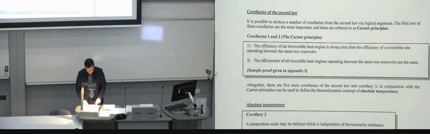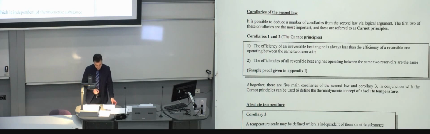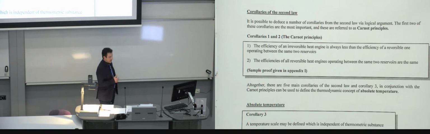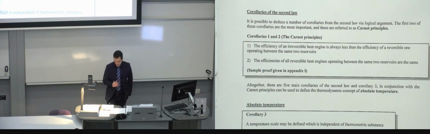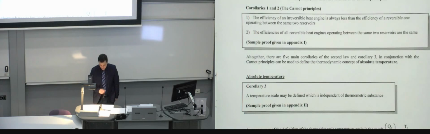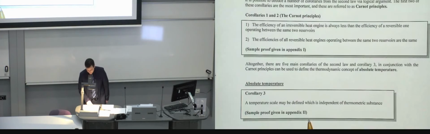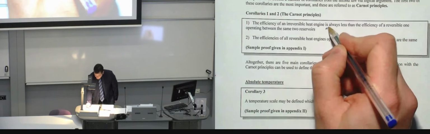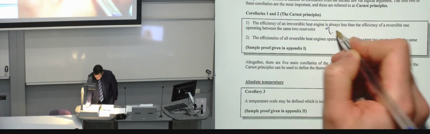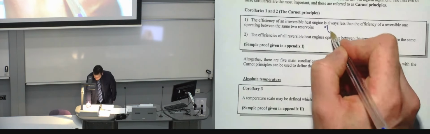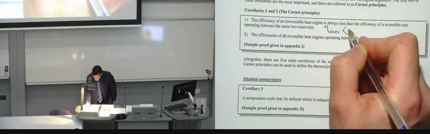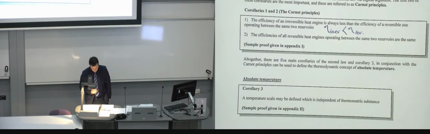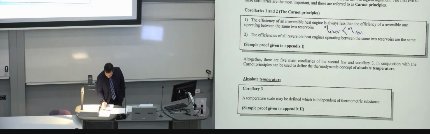So very quickly, I want to look at some of the corollaries of the second law. There are 5 corollaries of the second law. We're just going to be looking at 3 of them. The first 2 are known as the Carnot Principles, and they are very simple and actually quite obvious. The first one is that the efficiency of an irreversible heat engine is always less than the efficiency of a reversible engine. And that is quite obvious, right?